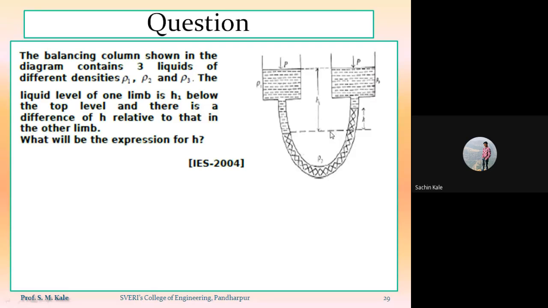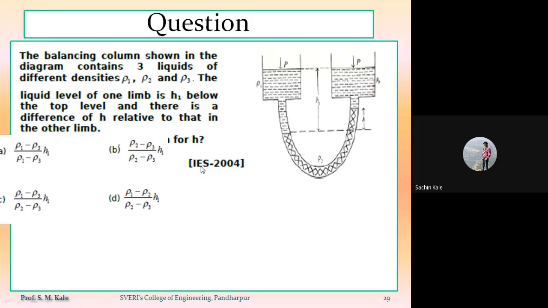They have considered this as the x axis and this height is nothing but H1. So the liquid level is below the top level. There is a difference of H relative to that on another limb. So what will be the expression for H? So this is again a question which was asked for IES 2004.